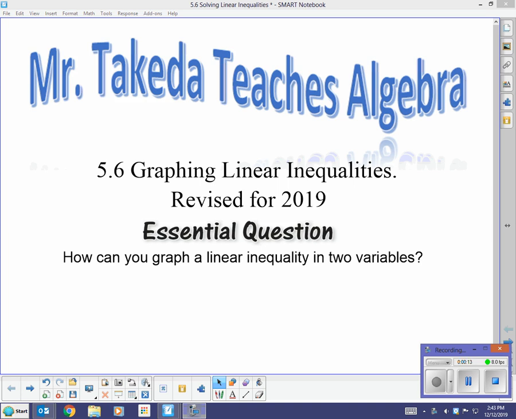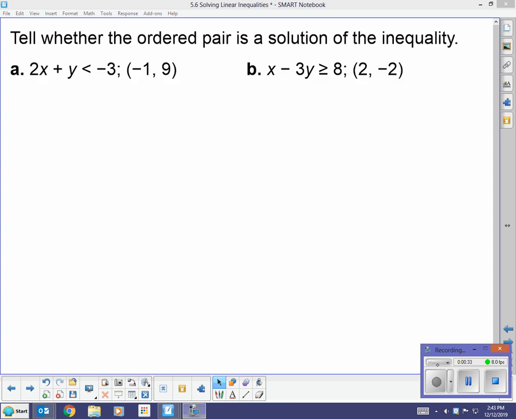This is lesson 5.6 on graphing linear inequalities. This is a new version for 2019, in which we ask the essential question, how can you graph a linear inequality in two variables? We've already done single variables on a number line. We're going to do two variables on a coordinate plane. And here we go.